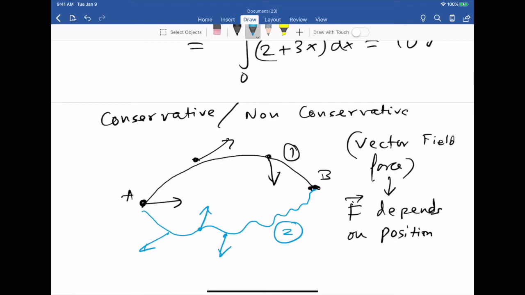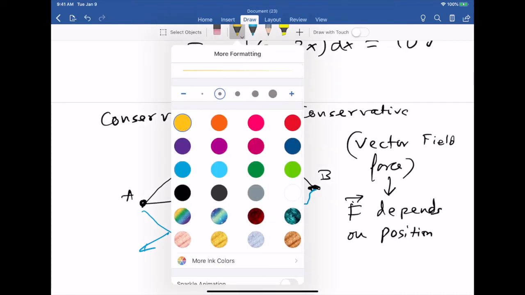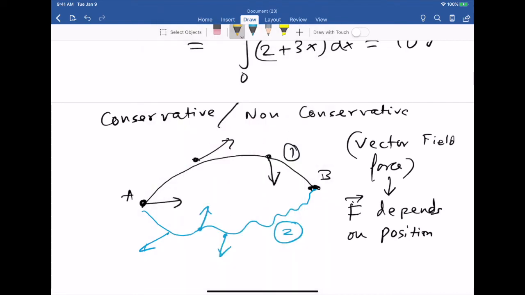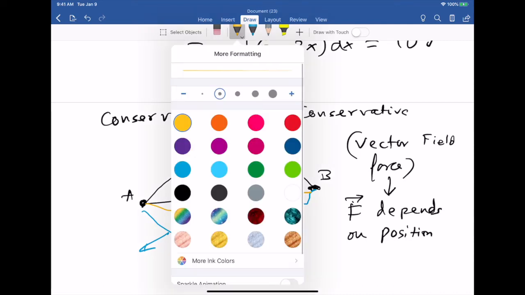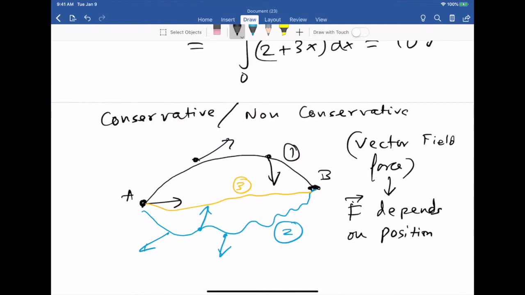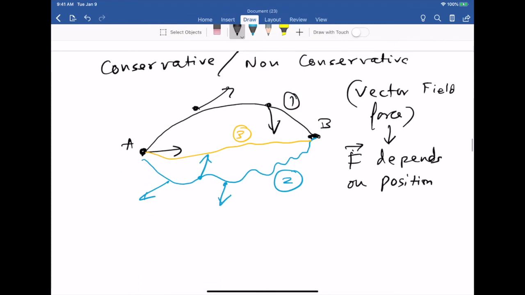And if you consider yet another path, again, the forces would be completely different along path 3. So the work done would be completely different. So you would expect different amounts of work for each path, right? And that's naturally what you would expect.